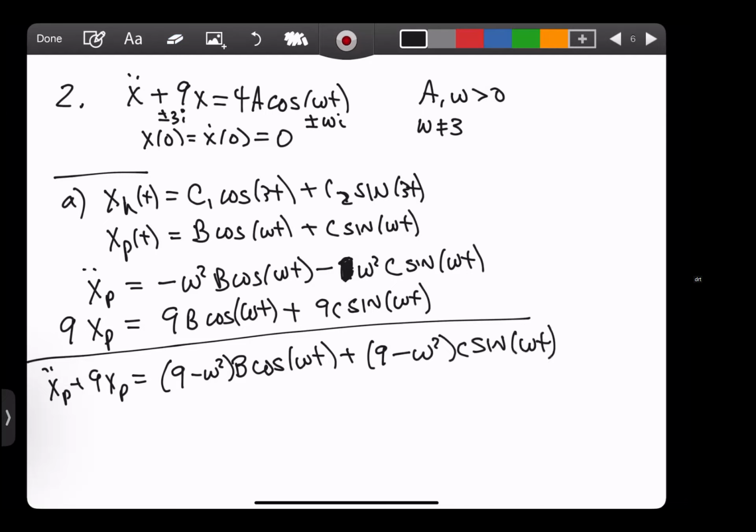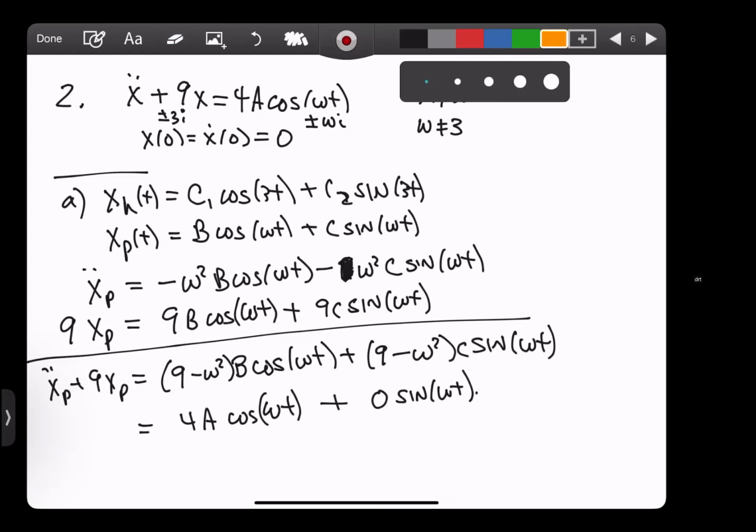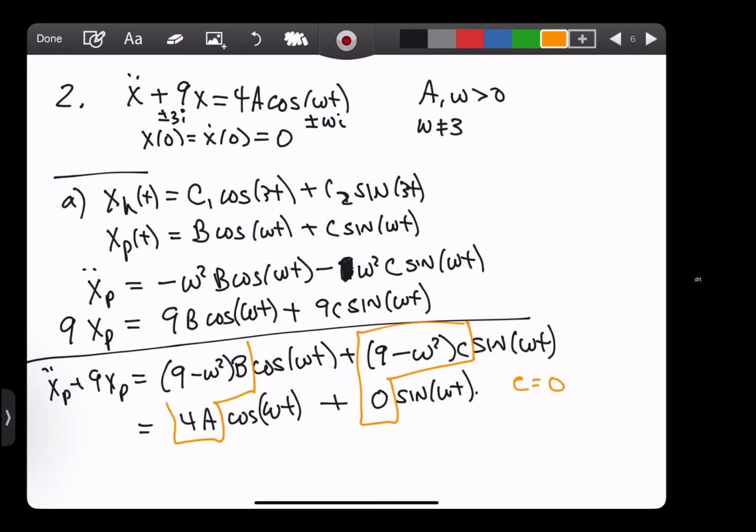And we're going to compare that to what we're given, which is 4a cos omega t and 0 sine omega t. So that tells us immediately that c must be 0 and b must equal 4a over 9 minus omega squared.